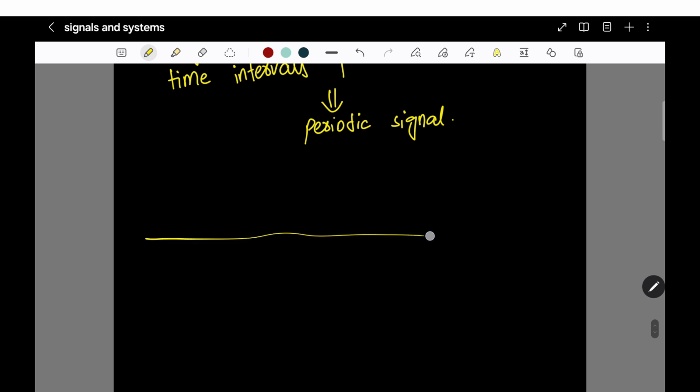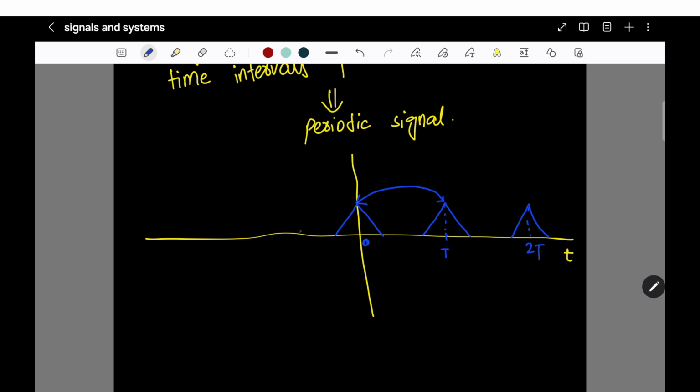Let's look at an example. Let's say you have this x axis time, you have this y axis, and you have this signal which is this one, and this is the 0. So after some time T, the signal repeats itself. So at these 2 points the signal is same more or less. Okay, and then after the time 2T it obviously repeats itself again, and also on the other side the signal repeats itself at minus T and then minus 2T. So this is a periodic signal.